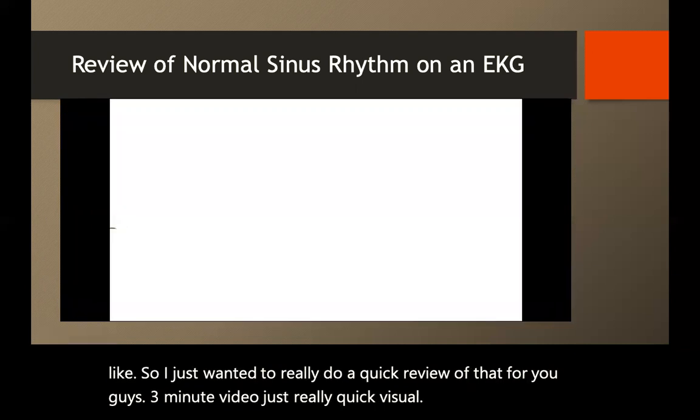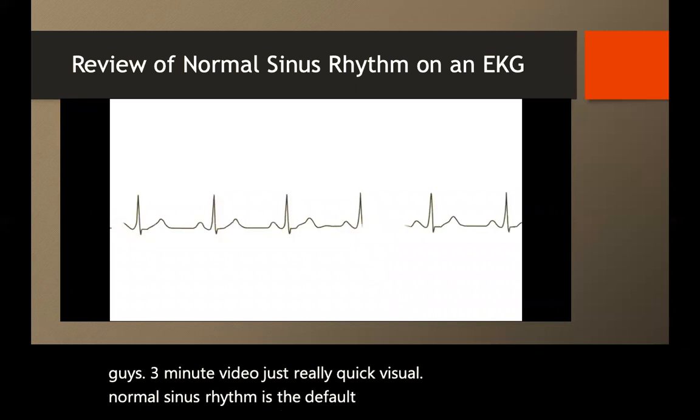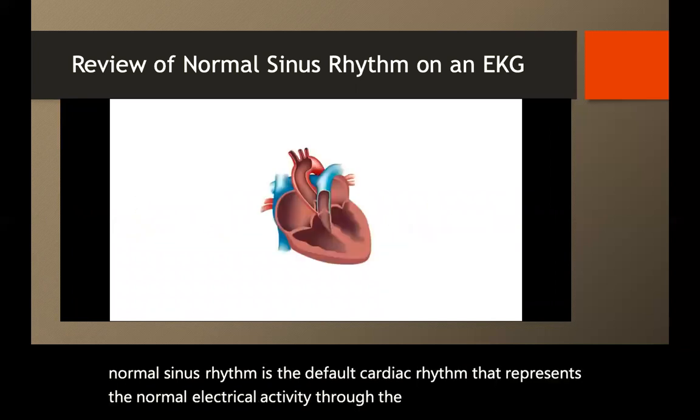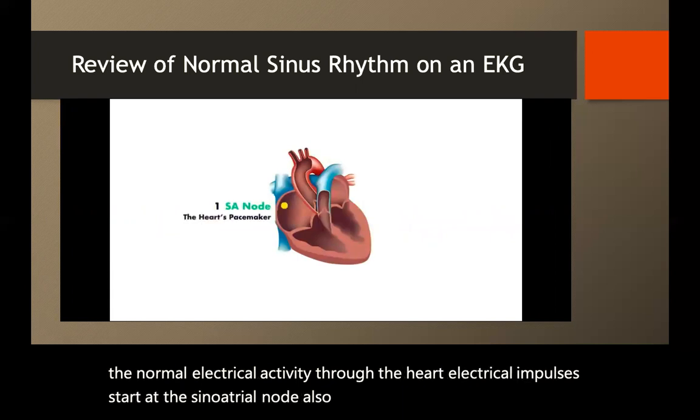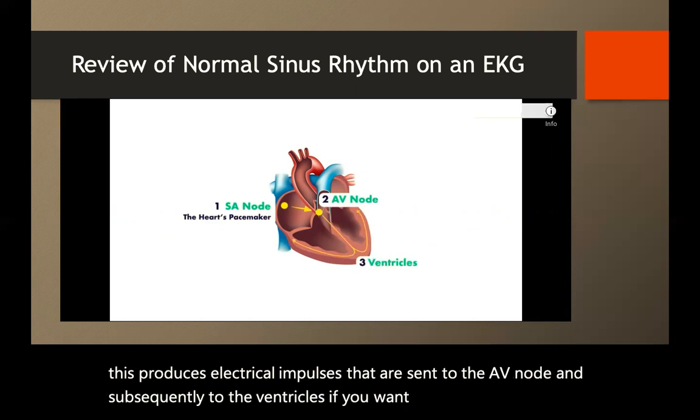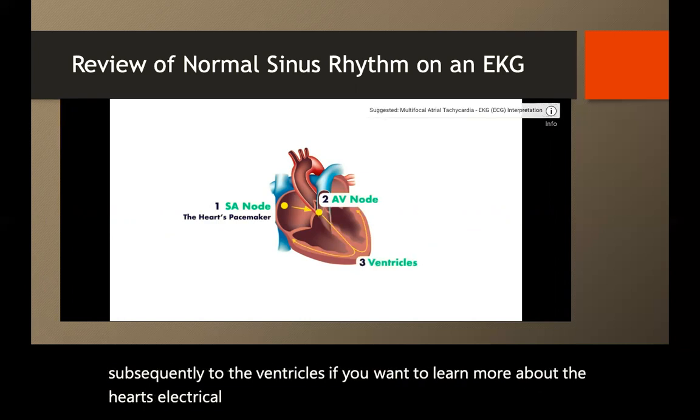Normal sinus rhythm is the default cardiac rhythm that represents the normal electrical activity through the heart. Electrical impulses start at the sinoatrial node, also known as the heart's pacemaker. This produces electrical impulses that are sent to the AV node and subsequently to the ventricles. If you want to learn more about the heart's electrical conduction in more detail, check out the link for this video in the description below.